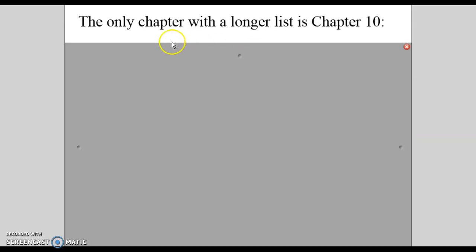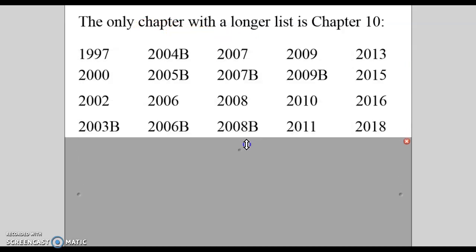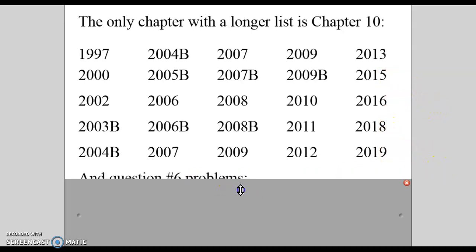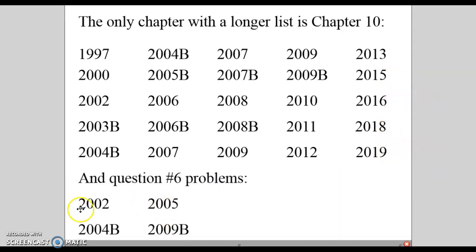However, the only chapter with a longer list is the chapter we're about to start. You can see in all of these years, there has been a free response question related to Chapter 10 content, including last year and the year before. Not 2017, but yes, 2016 and 15. So you can see 4 of the last 5 years there's been a Chapter 10 question. And question number 6 you can see a few times.